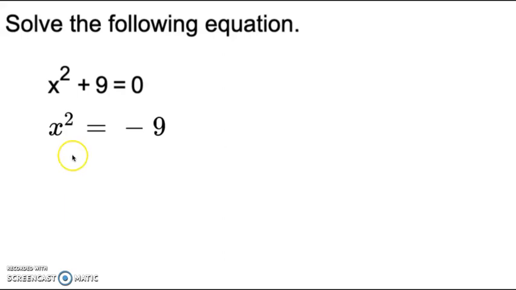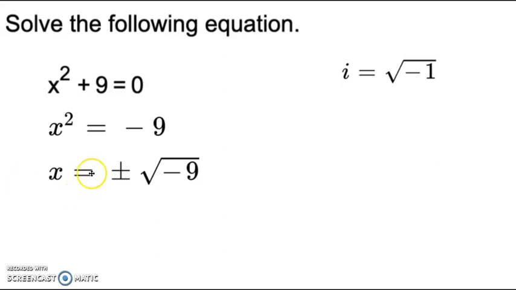To solve for x, you take the square root of both sides, and we get x equals plus or minus the square root of negative 9. Notice we have a negative inside the square root. We need to take care of that, so we need to simplify this. Remember our complex rules for i equals the square root of negative 1.